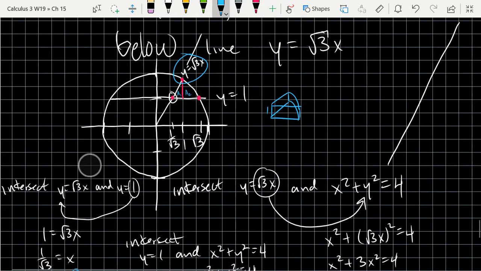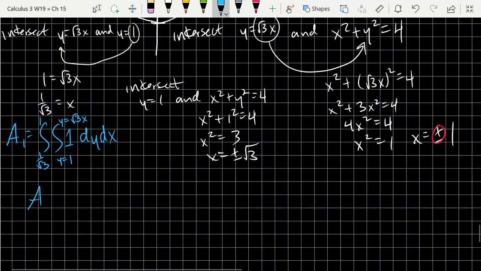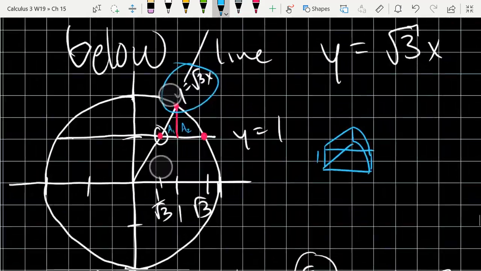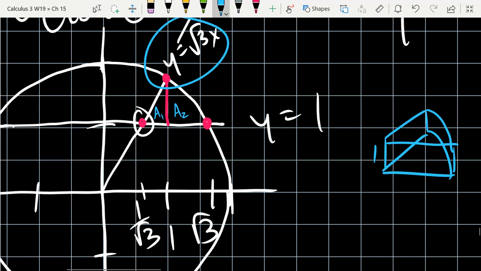All right, so A2 is way harder for one very specific reason. So it's the double integral of 1. I'm going to go dy dx again. So let's do the x bounds, they're easy. What is the little x bound? We're in A2 now. 1, a big X bound, square root 3. So usually your outer bounds are easier to think about. So we're going from 1 to square root 3.